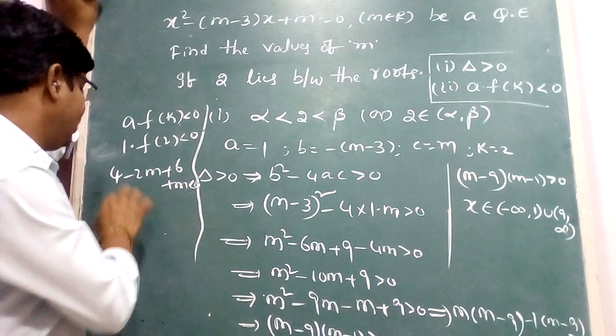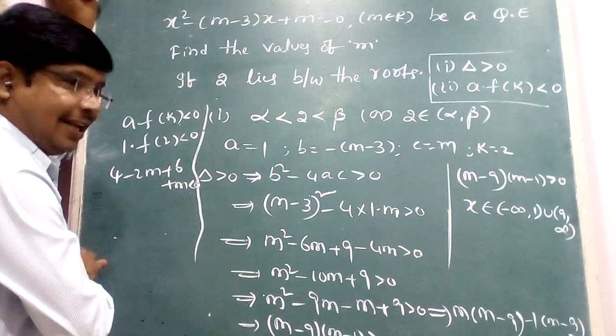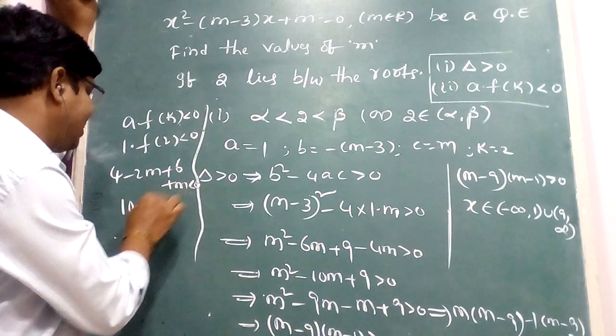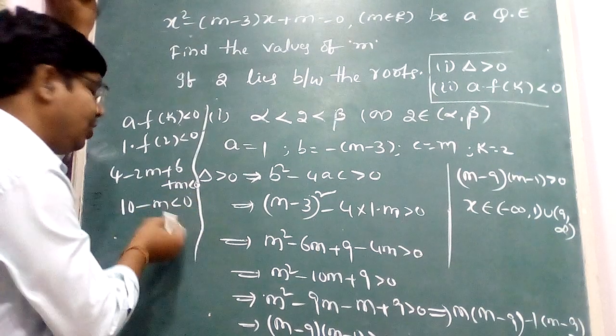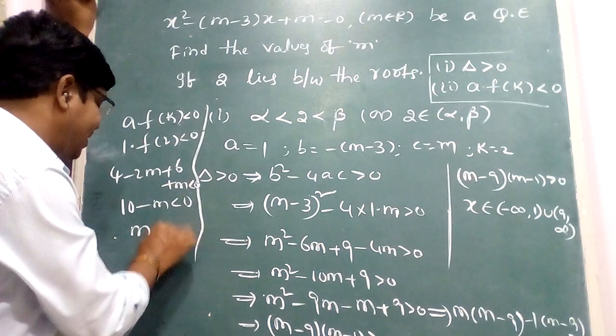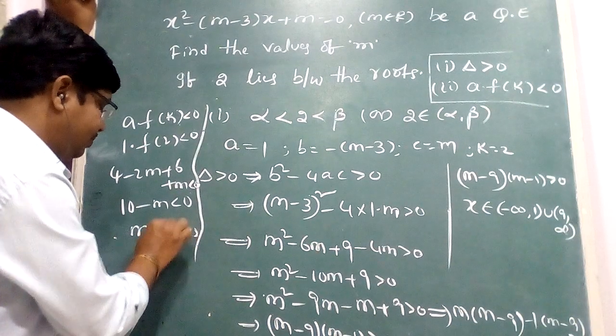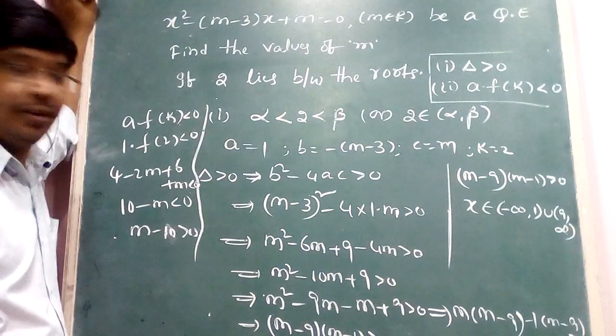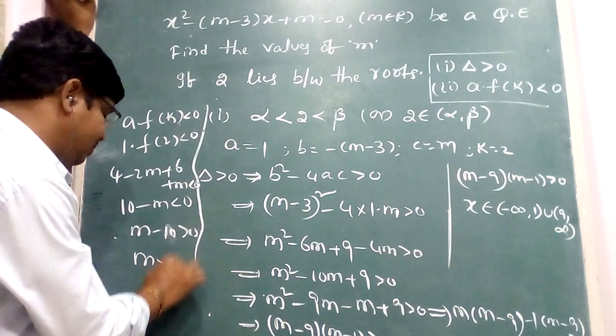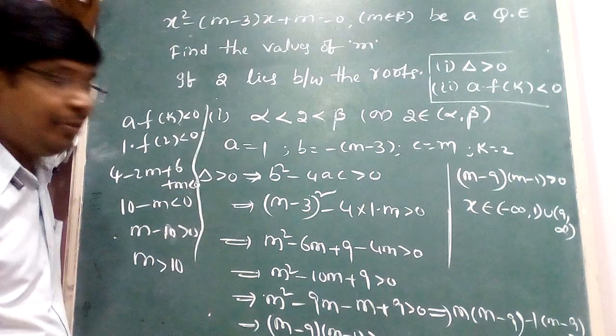From this, writing as 4 plus 6, 10. 10 minus 2m plus m, that is 10 minus m less than 0. Can I reverse? m minus 10 is greater than 0, if multiplying by the minus sign. m is greater than 10.